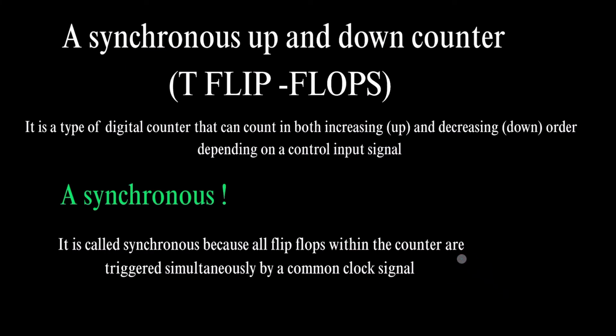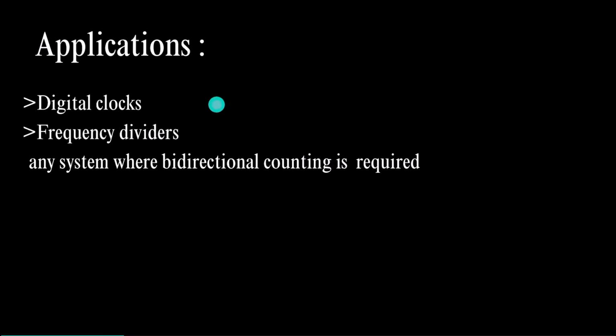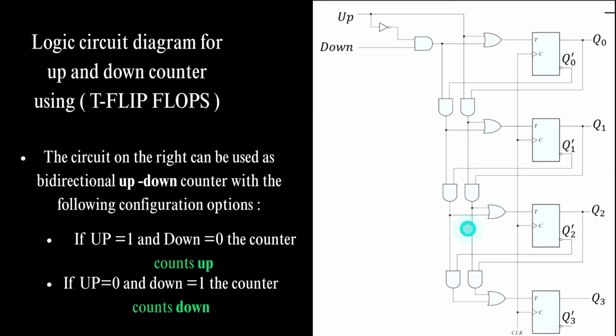Asynchronous up and down counter using T flip-flops. It's a type of digital counter that can count in both increasing (up) and decreasing (down) order, depending on a control input signal. Why do we call it asynchronous? It's called asynchronous because all flip-flops within the counter are triggered simultaneously by a common clock signal. Applications: digital clocks, frequency dividers, and any system where bidirectional counting is required.